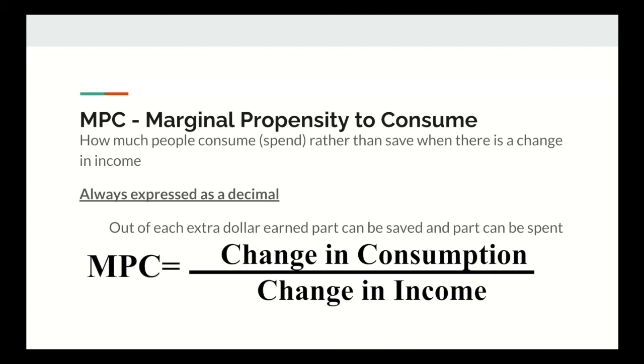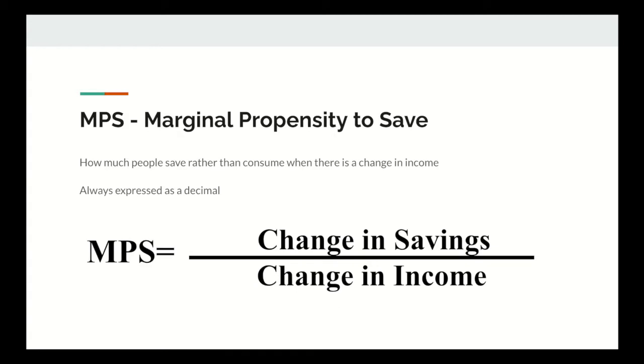So your MPC is going to be equal to the change in consumption divided by the change in income. It's always expressed as a decimal because what we're looking at is the marginal propensity to consume. So every dollar you earn, what percentage of it is being spent? And then the other percentage of that is going to be saved.